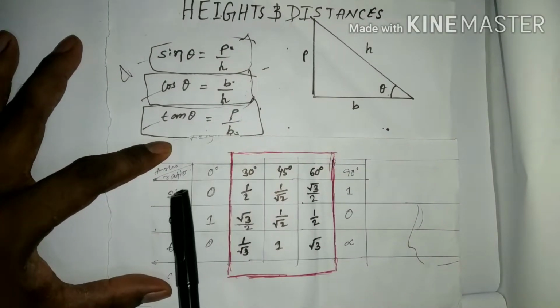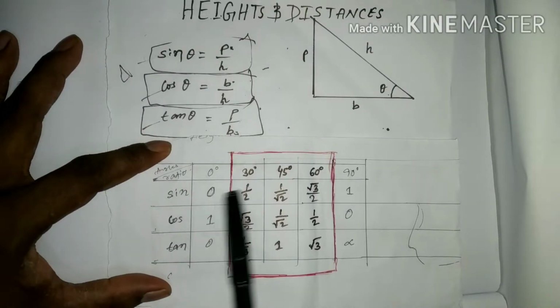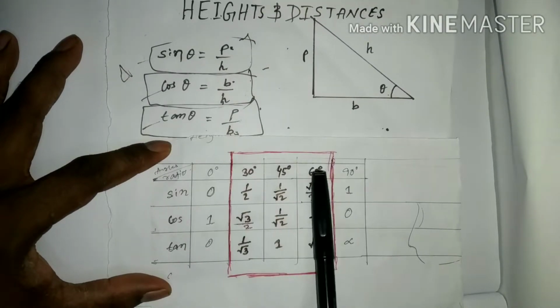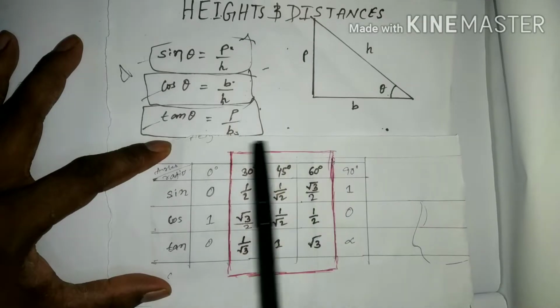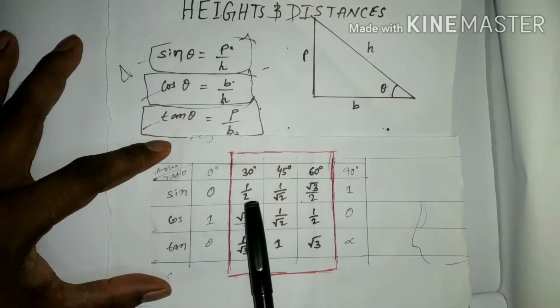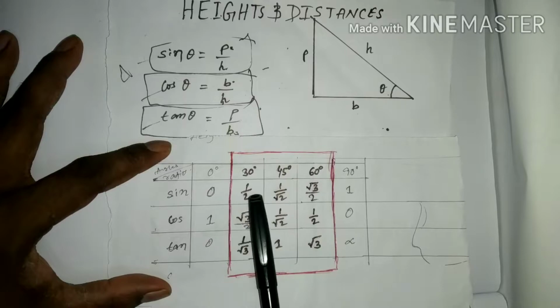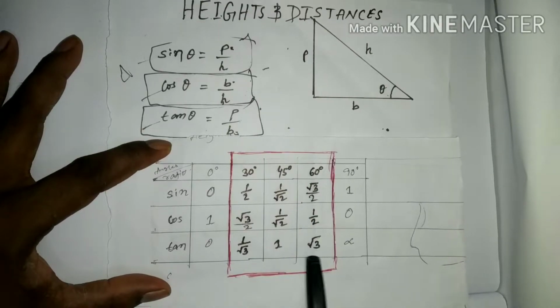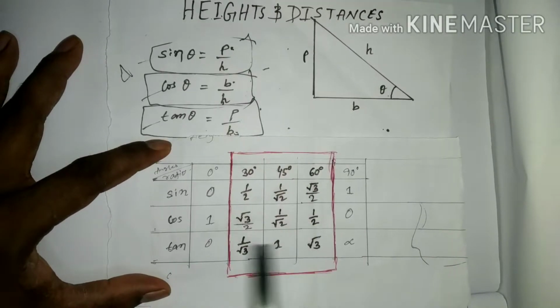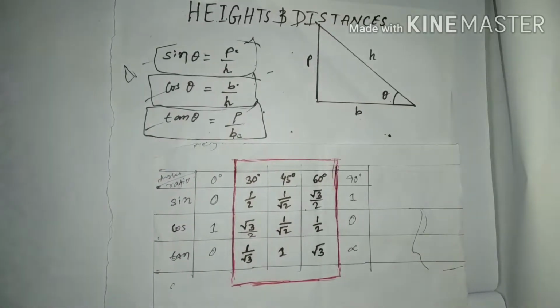The last formulas that will be used in this chapter: sin 0 degree will not actually be used. Sin 30 degree, 45 degree and 60 degree, the red boundary, you can see this, only the values given here, 1 by 2, 1 by root 2, root 3 by 2, these three and these three values of tan theta will be used in this chapter. That is very little.